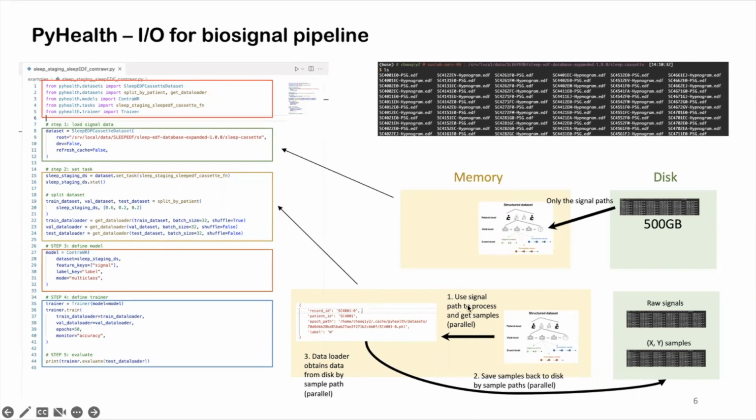So this is what we do in the memory. We use a signal path, and then we load the whole very long recording into the memory, and then we split this very long recording segment by segment, and then we store it back to the disk.